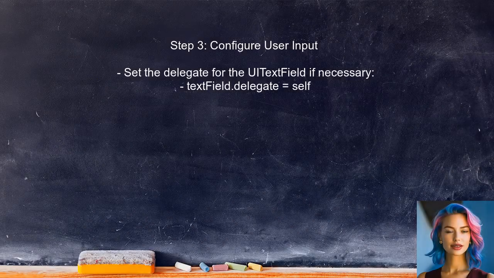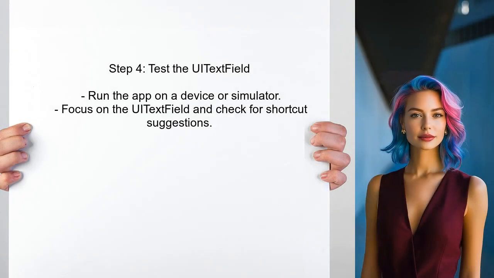After setting the content types, the user should also ensure that the UITextFields is properly configured to accept user input. This includes setting the delegate if needed. Finally, the user can test the UITextFields in their app. They should run the app on a device or simulator and check if the keyboard offers the shortcut suggestions as expected.